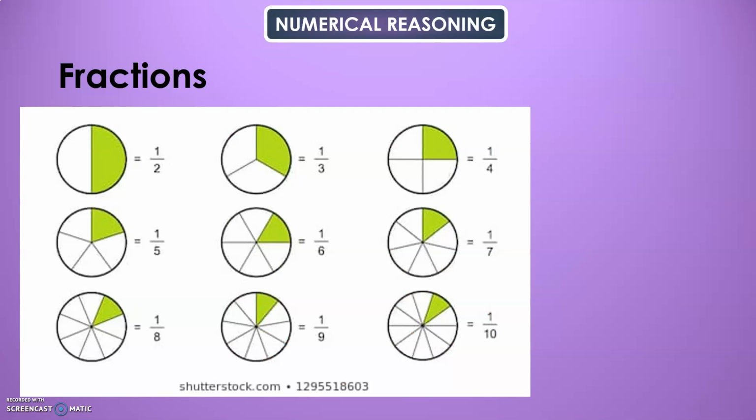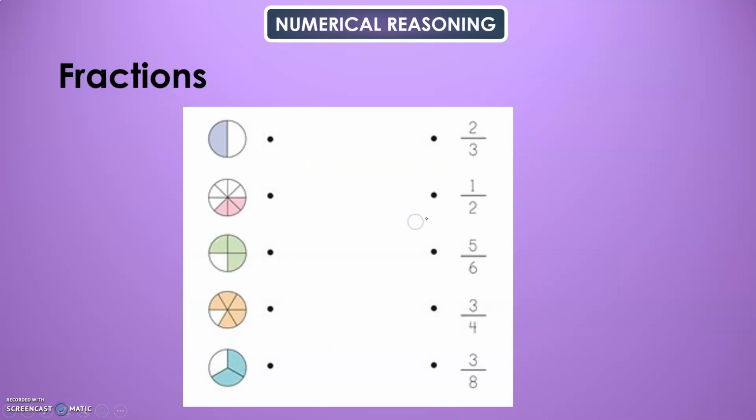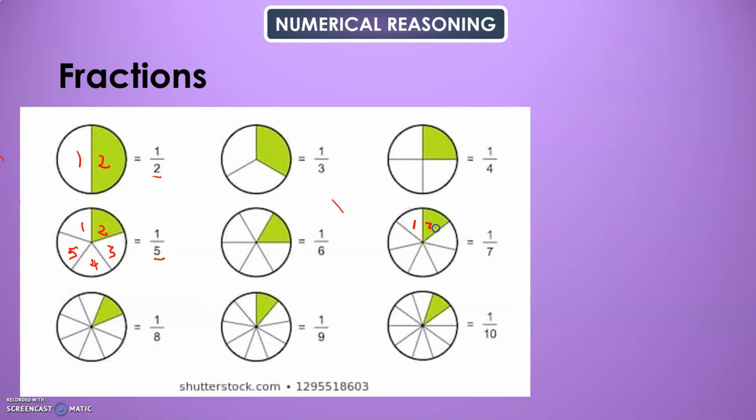The important part to note is that the bottom number is how many parts make up a whole. So there is 1, 2. There is 1, 2, 3, 4, 5. We can have 1, 2, 3, 4, 5, 6, 7. That's why we have 7 there, and they're all our different fractions.